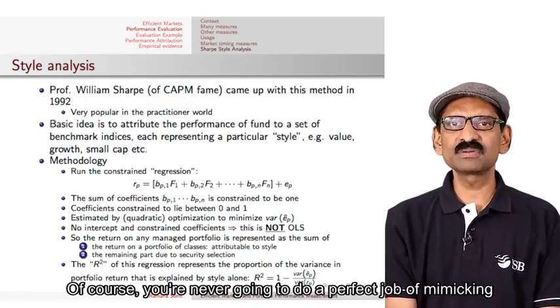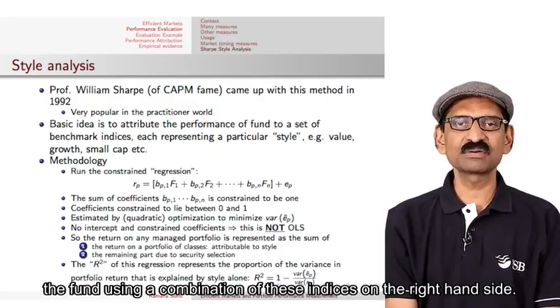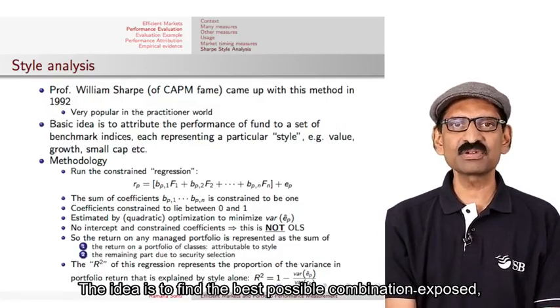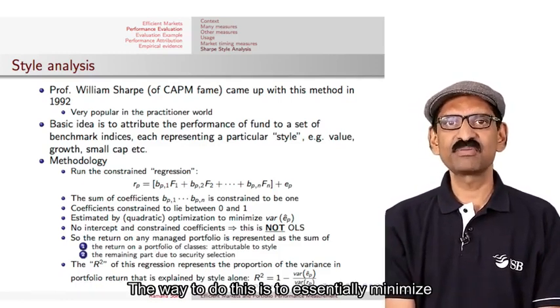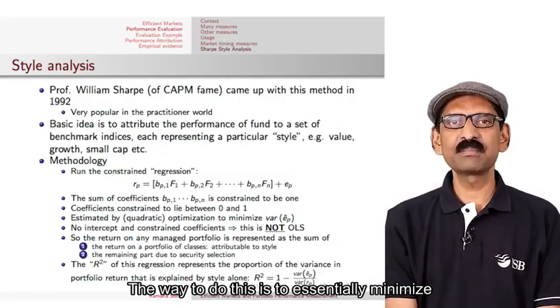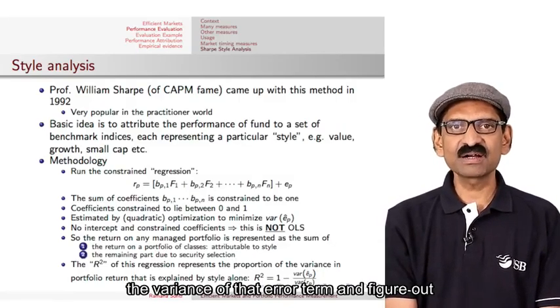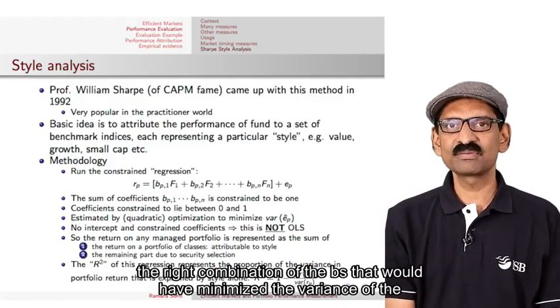Of course, you're never going to do a perfect job of mimicking the fund using a combination of these indices on the right hand side. The idea is to find the best possible combination ex post, that is after the fact. So the way to do this is to essentially minimize the variance of that error term, and figure out the right combination of the B's that would have minimized the variance of the E.